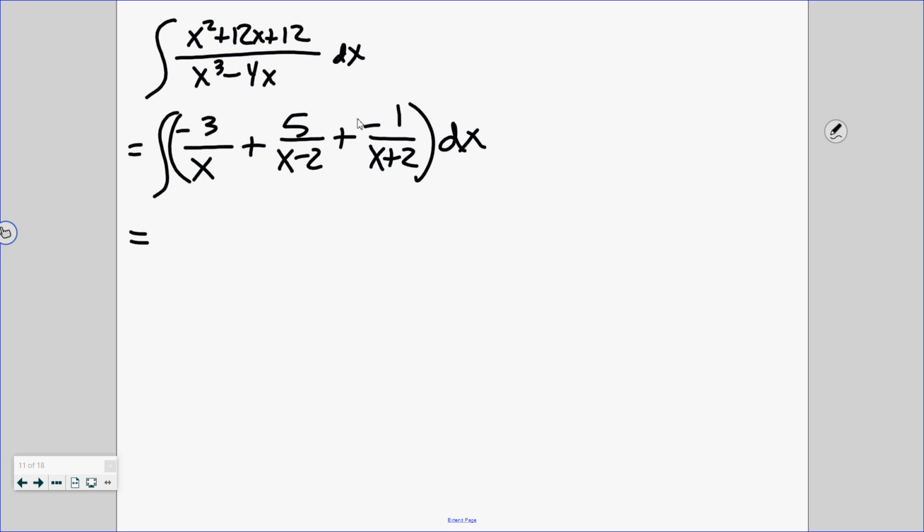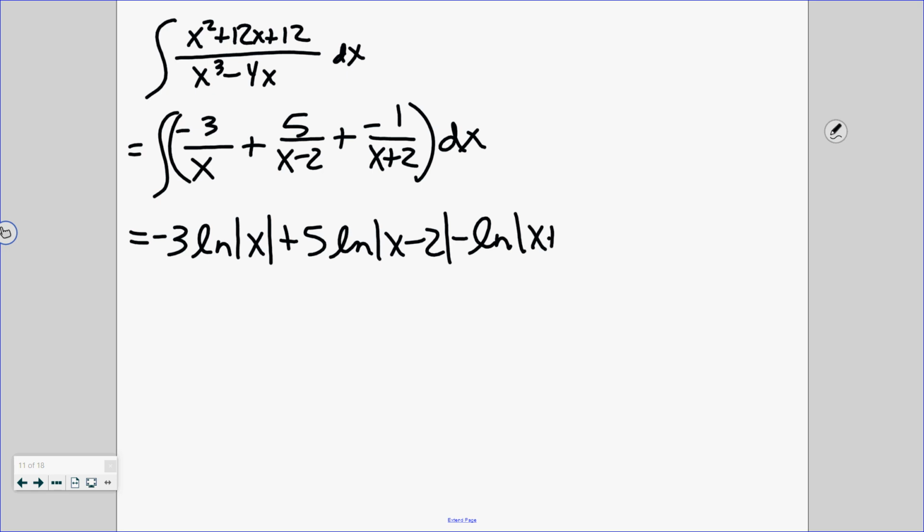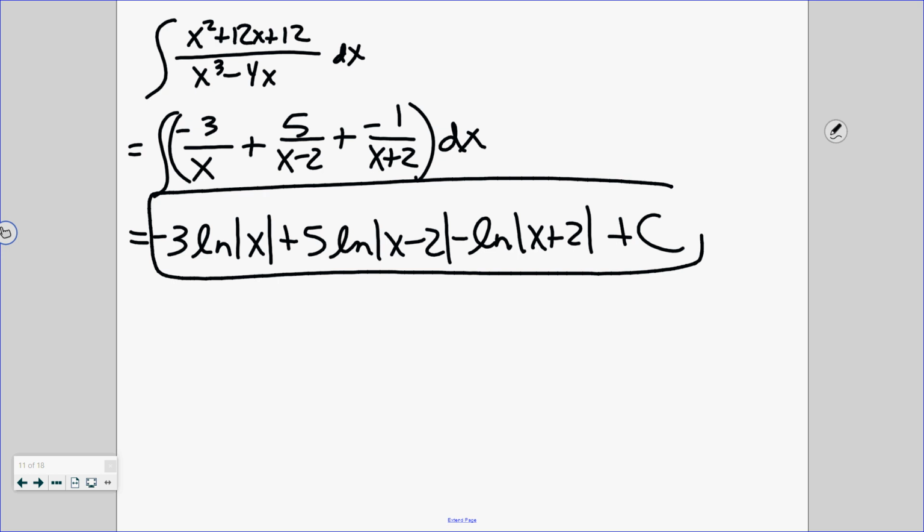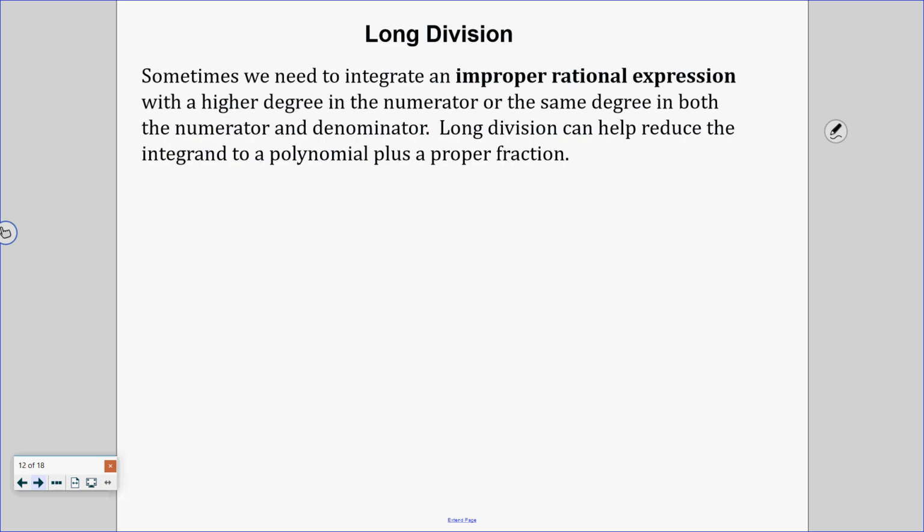Now we're just going to do our antiderivatives, so that's -3 ln absolute value of x plus 5 ln absolute value of x minus 2 minus ln absolute value of x plus 2 plus c. And then again, there could be all kinds of things done with those properties to combine those. So just make sure you practice those properties. So we're going to start the long division section, and then we will finish the notes in class.